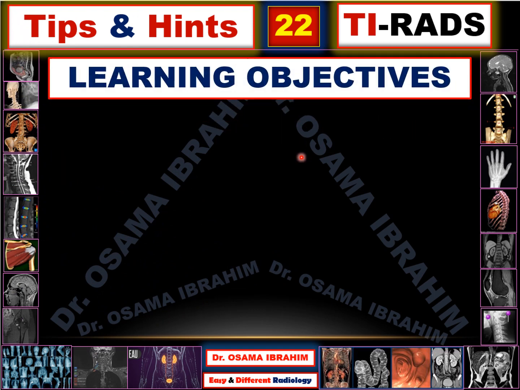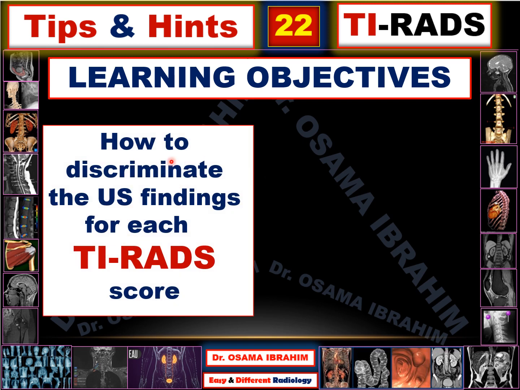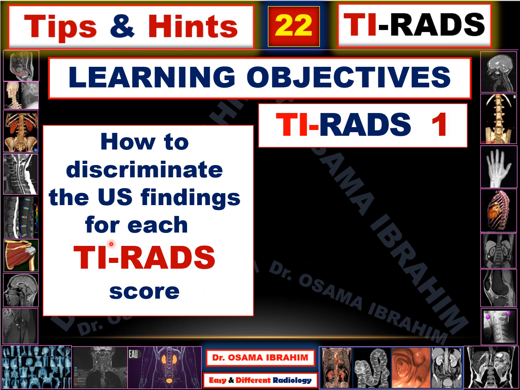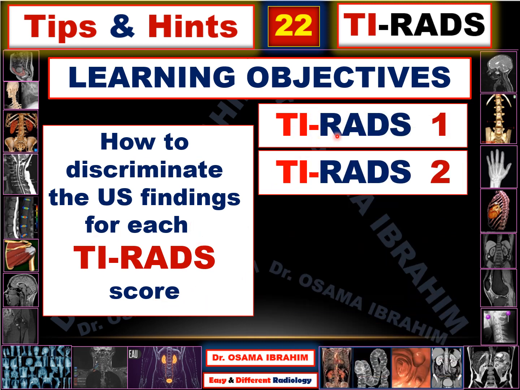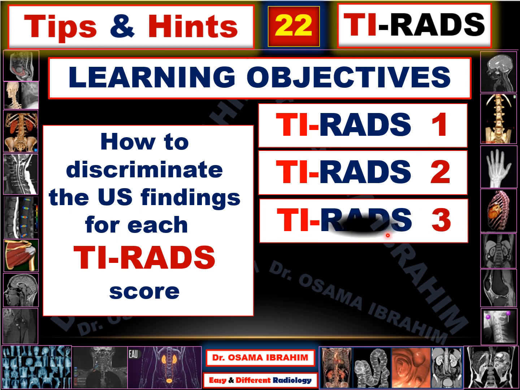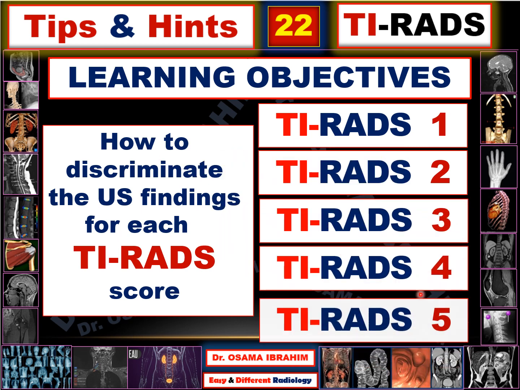The learning objective of my presentation today is how to discriminate the ultrasound findings for each TI-RADS score. The TI-RADS scores are 5 scores: TI-RADS 1, TI-RADS 2, TI-RADS 3, TI-RADS 4, and TI-RADS 5. This is the final conclusion if you classify according to the ultrasound image. You should reach one of these 5 TI-RADS categories, and through my presentation you can understand step by step how to discriminate each one.